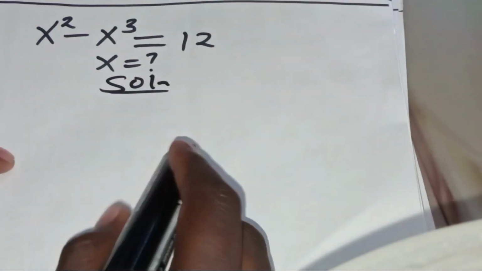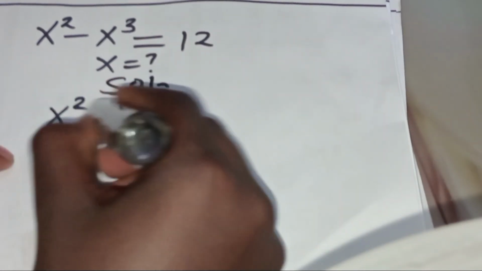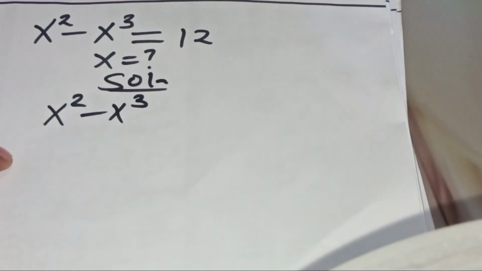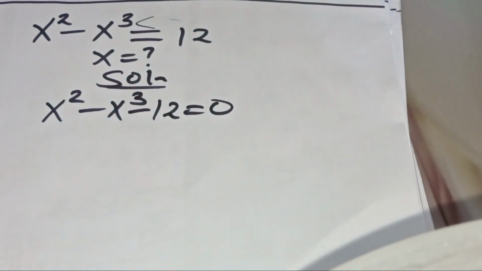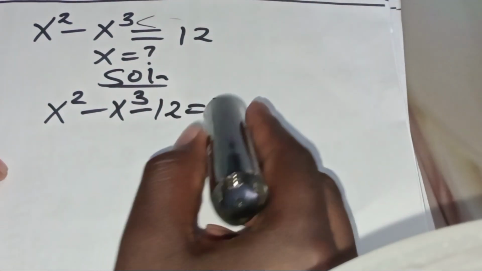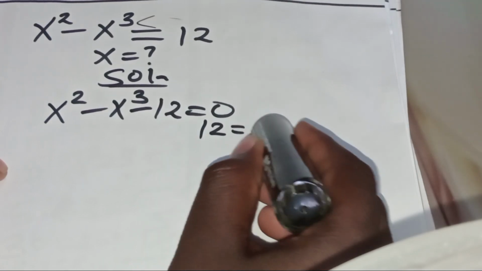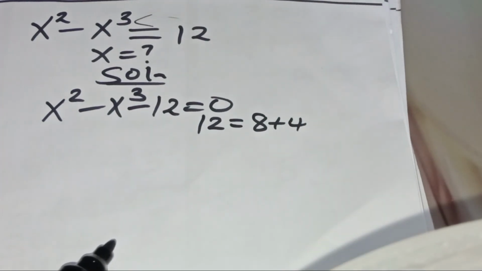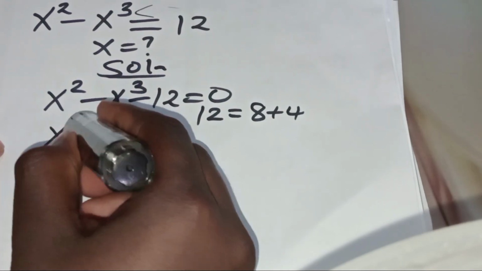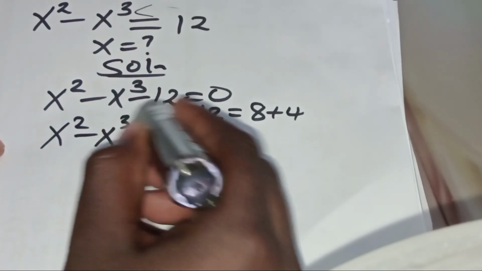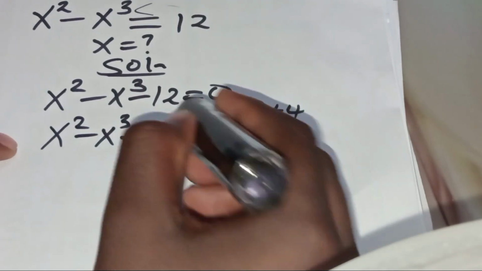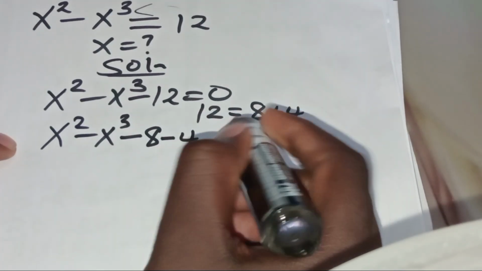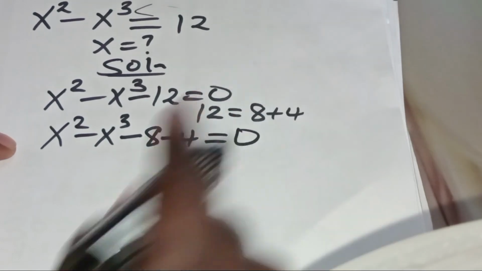to this problem, we have x to power 2 subtract x to power 3, okay? So let's take this 12 on the left hand side so that we'll have negative 12, this is equal to 0, okay? So from what we have here, we can basically express 12 as 8 plus 4, okay? So this is x to power 2, subtract x to power 3, subtract 8, subtract 4, this is equal to 0.